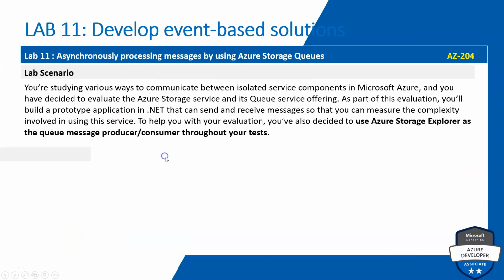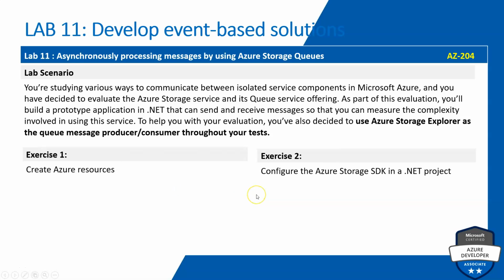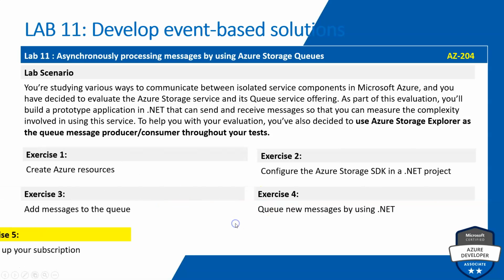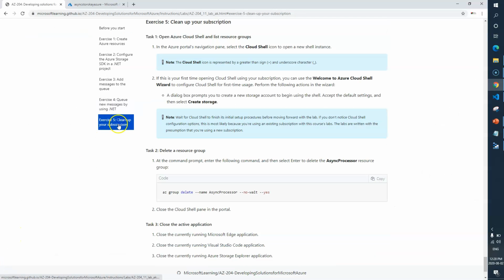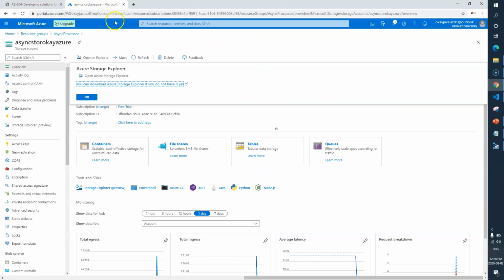So here is the lab scenario, and so far we are done with exercise 1, exercise 2, exercise 3, exercise 4, and in this video we'll work on exercise 5. So here we are, exercise 5. It says clean up your subscription. So it says go to your portal, open Cloud Shell, and run this particular command to clean up your resources. So I'll go back here.